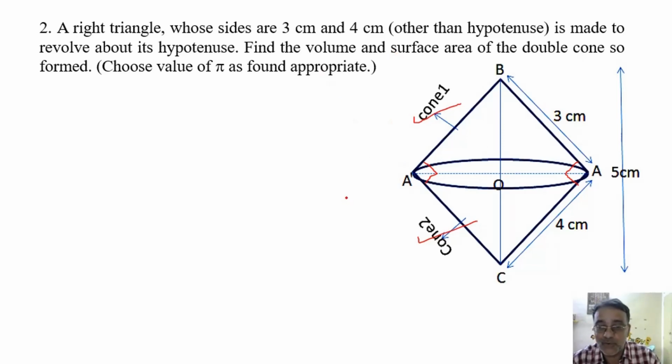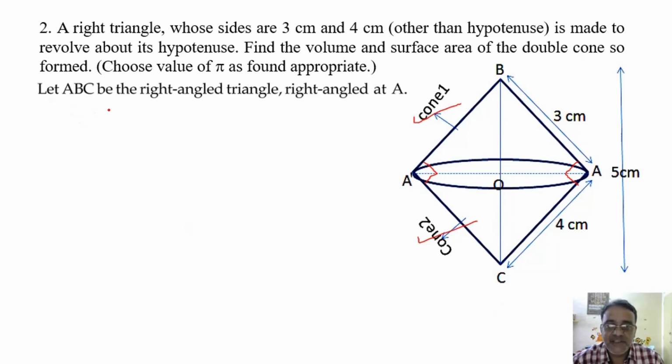But for both we need the radius. We have to find radius. Radius is not given, and even height is not given. So we'll find BC first. How will you find BC? Pythagoras theorem. Right, very good.